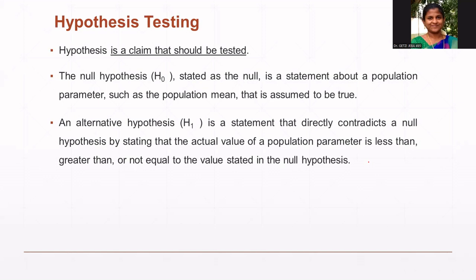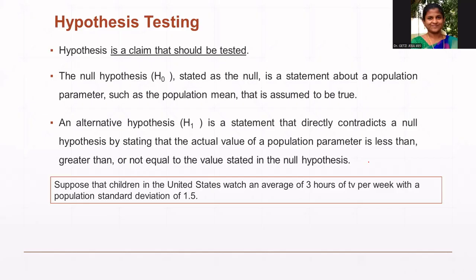Let us take an example. Suppose that children in the United States watch an average of 3 hours of TV per week. This is my claim, so I write it as H naught. This is the symbolic representation of a null hypothesis. I say that children in the US watch TV for 3 hours. The alternate hypothesis, which is represented by HA, can be: no, it is not equal to 3 hours.